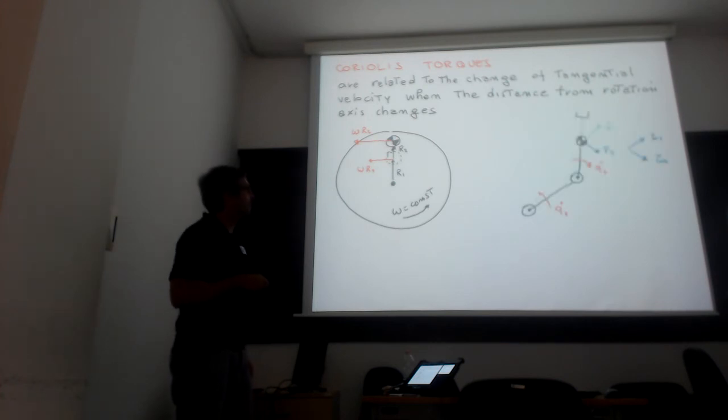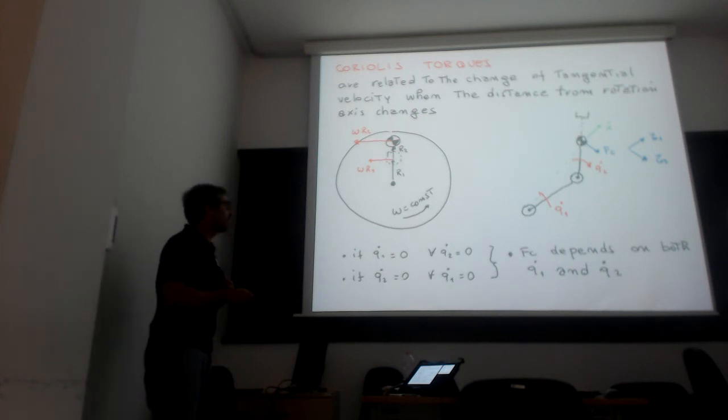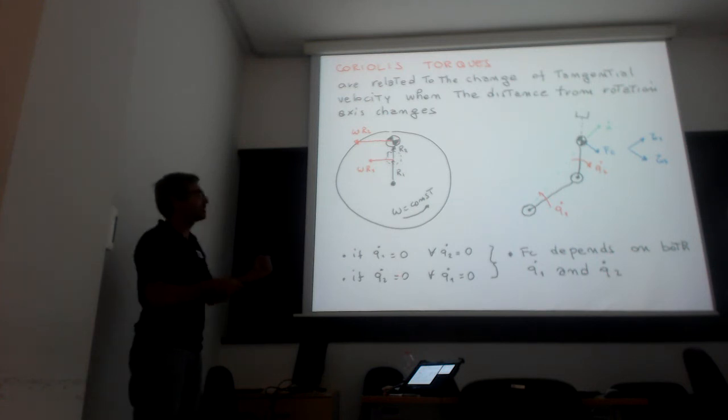And if we think about the robot, we see that if we move the second joint, we change the distance from the rotation axis of the first joint, and so we will see this Coriolis force that will affect both the first joint and the second joint. So if there is no motion of the second joint, the distance from the rotation axis of the first joint will always be the same, and there will be no Coriolis.